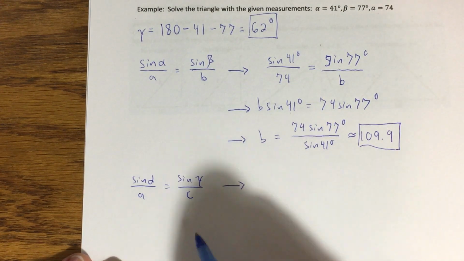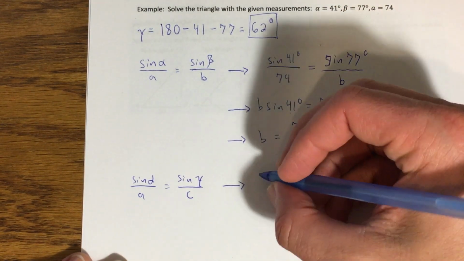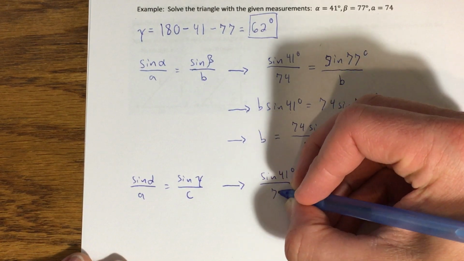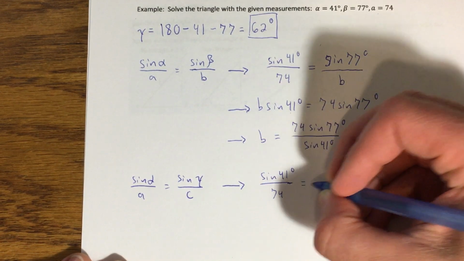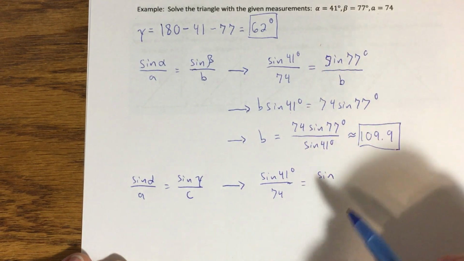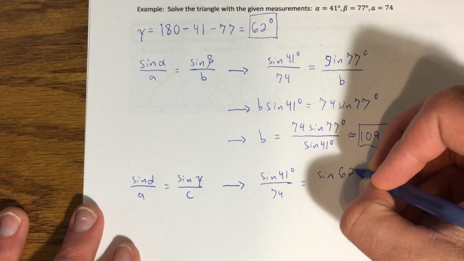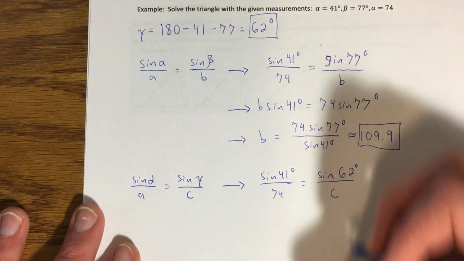Okay, and again, this is just a matter of plugging in what we know. So sine of 41 degrees over 74, again, which is equal to sine of gamma, which we just found a minute ago to be 62 degrees. So this becomes 62 degrees here, over C.